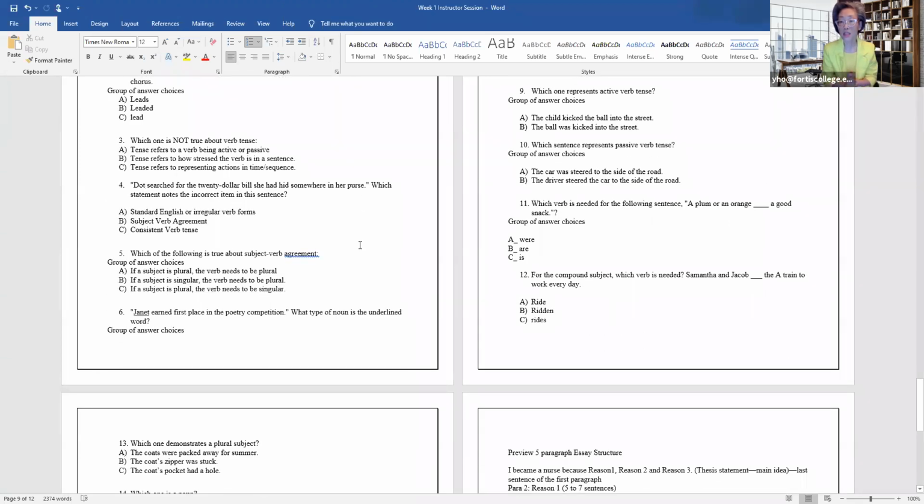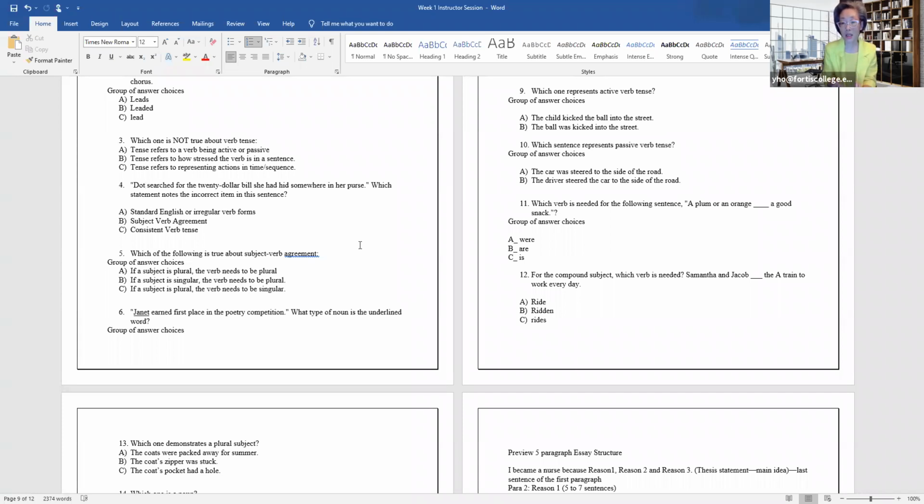Which one represents the active verb tense? Subject is doing the action. A, the child kicked the ball into the street. Which sentence represents passive verb tense? The car was steered, so the receiving the action subject, so that's passive tense. And then which verb is needed for the following sentence? Is. A plum or an orange is a good snack because or is singular.